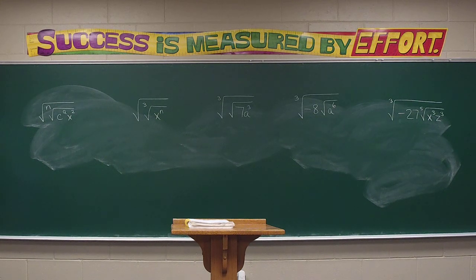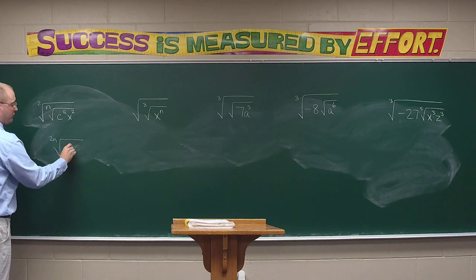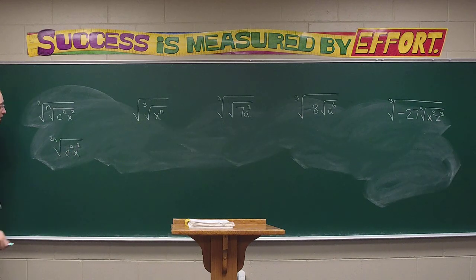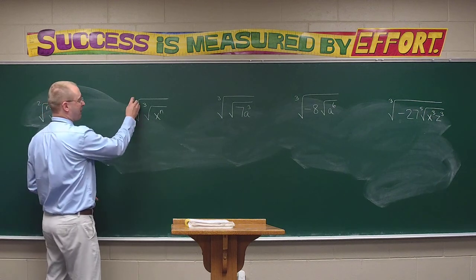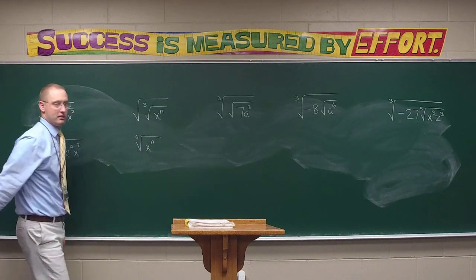All right, let's see how we did. The first one's kind of obnoxious, but it's obnoxiously easy. Because again, at its core, you're just multiplying the indexes. 2 times n is 2n, so we get the 2nth root of c to the a, x squared. And that's it. Not really that hard, okay? The next one, same thing. We multiply the indexes 2 times 3 to get the 6th root of x to the n.